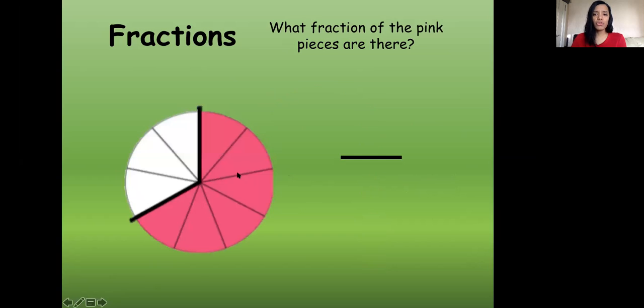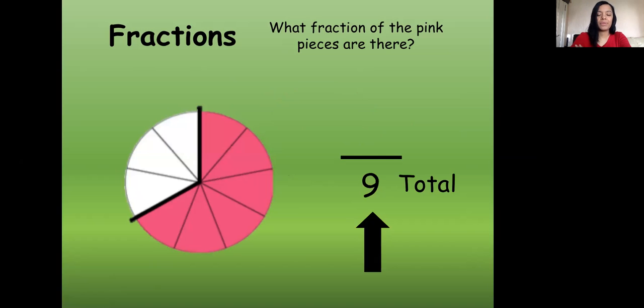Okay, let's try one more circle fraction. Now it's asking for the pink pieces. What is the fraction of the pink pieces? So what do we need to do first? Is look at the total. Okay, if we count them all, 1, 2, 3, 4, 5, 6, 7, 8, 9. There are 9 pieces total. If we count the pink pieces, we have 1, 2, 3, 4, 5, 6. So it would be 6 pieces out of 9 are pink. Okay, so 6/9.